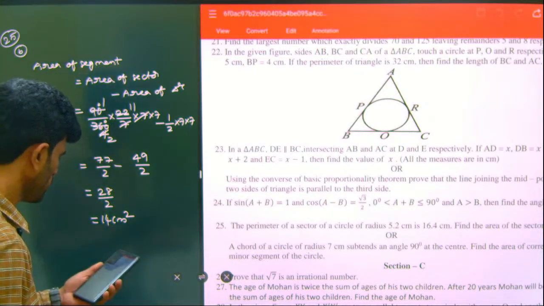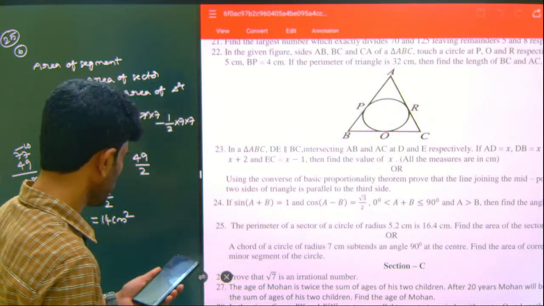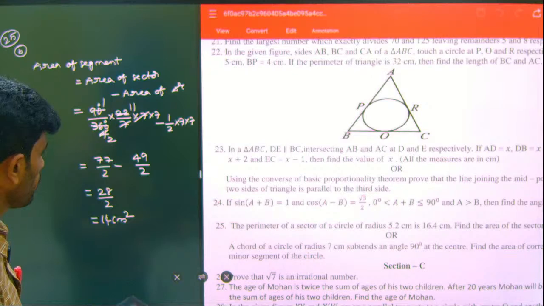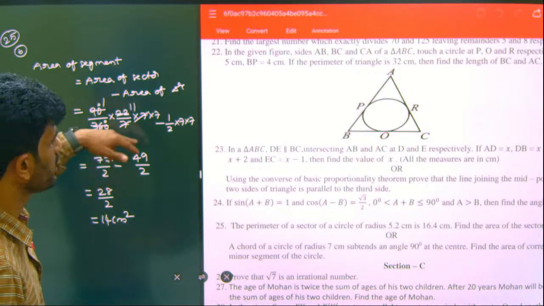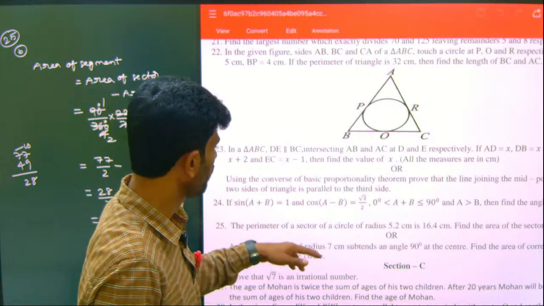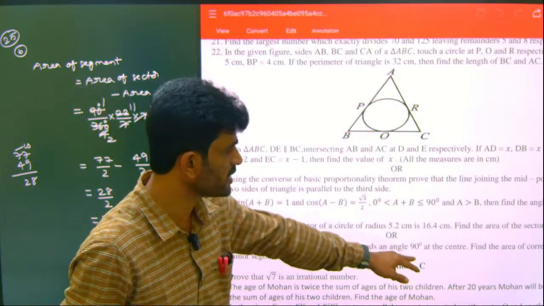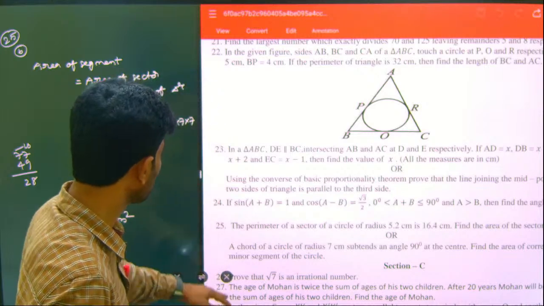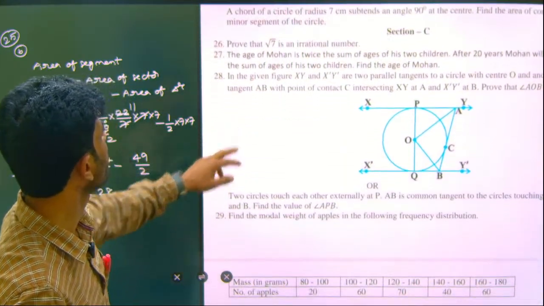Hope all of you got the correct answer. 25B, Rocky got it correct. I don't know if the remaining of you tried or not. You can follow like this: area of sector minus area of triangle. Area of sector is theta by 360 into pi r square. Area of triangle, because it is 90 degrees, is half into base into height, then subtract. Okay, that is question number 25.